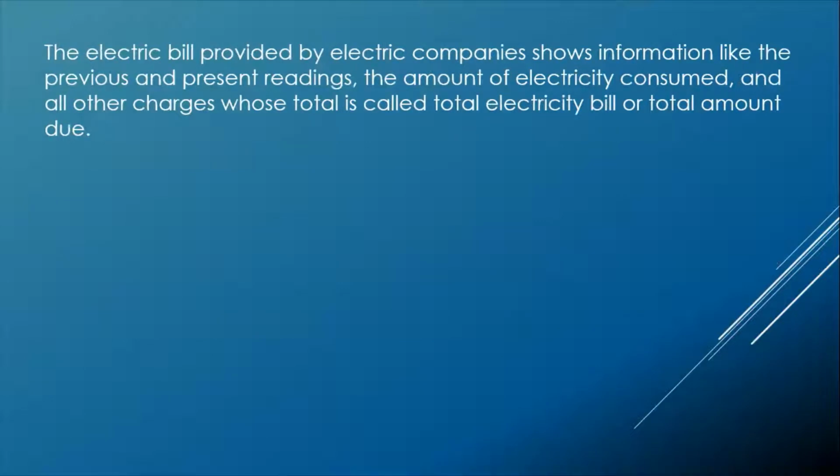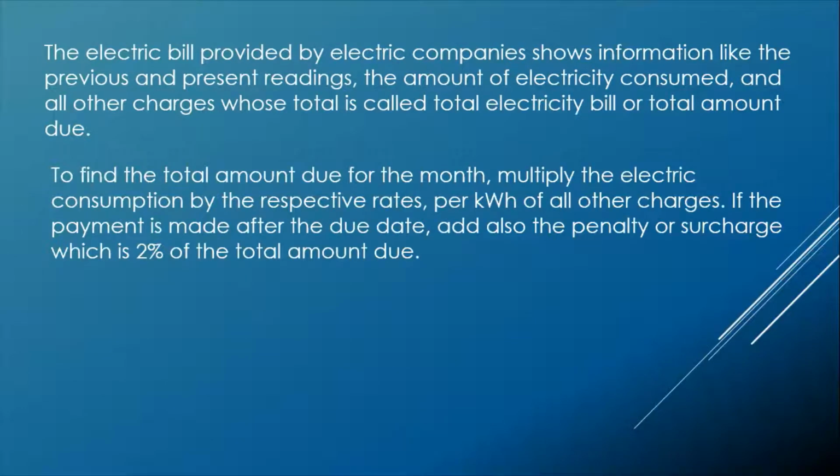The electric bill provided by electric companies shows information like the previous and the present readings, the amount of electricity consumed, and all other charges whose total is called the total electricity bill or the total amount due. To find the total amount due for the month, multiply the electric consumption by the respective rates per kilowatt hour and all other charges. If the payment is made after the due date, add also the penalty or surcharge, which is 2% of the total amount due.